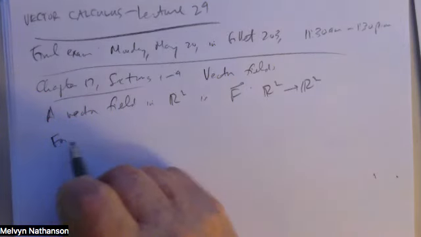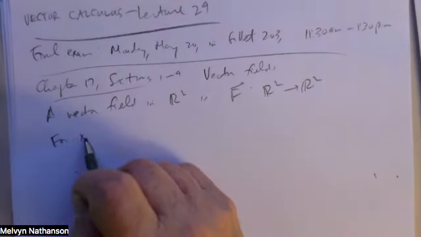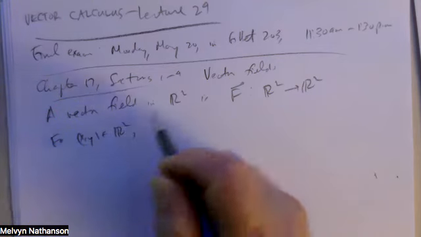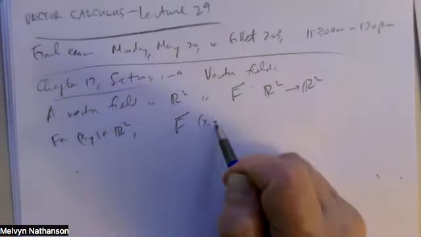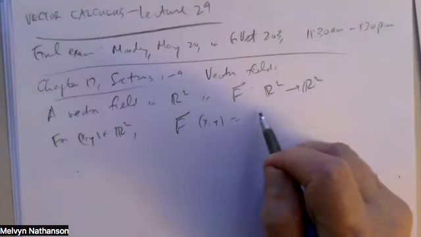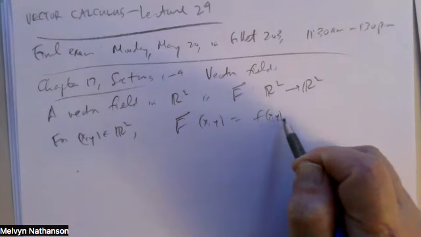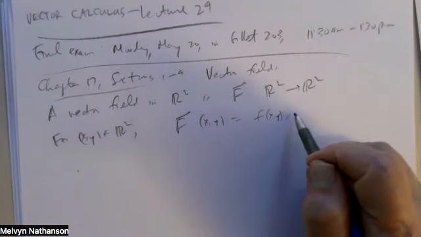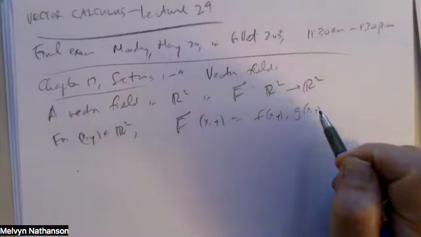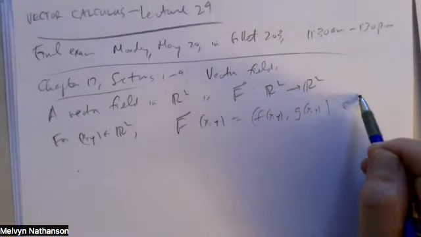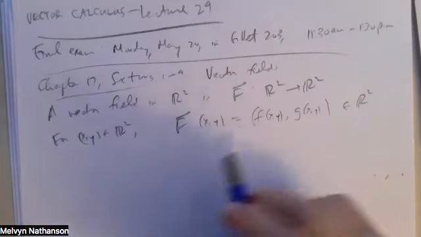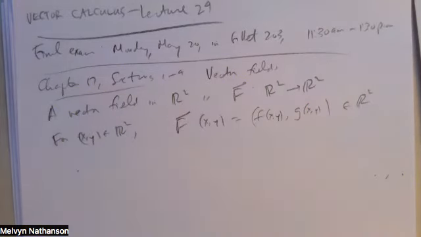So for any vector xy in R2, f of xy is another vector in R2. So it has two components. The first I write as lowercase f of xy, and the second is lowercase g of xy. So that's a vector field in R2, and there also are vector fields in R3, but just to keep things simple, because we don't have a lot of time, I'm going to concentrate on vector fields in R2.